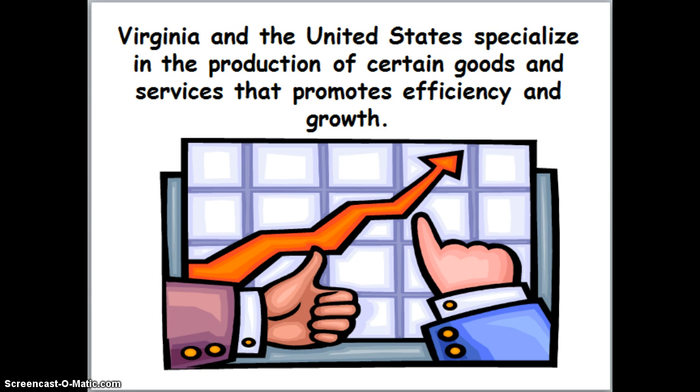Virginia and the United States specialize in production of certain goods or services so that we are going to sell for efficiency and growth. This is kind of tough to think about, but if you think about what Virginia is known for, in your history classes, you have learned that Virginia is known for growing tobacco and peanuts, and these are things that are specific to Virginia that they specialize in.